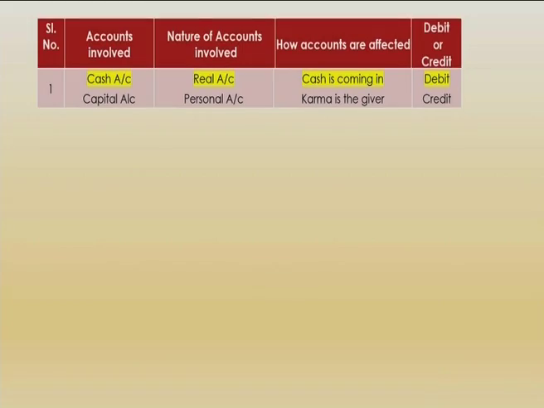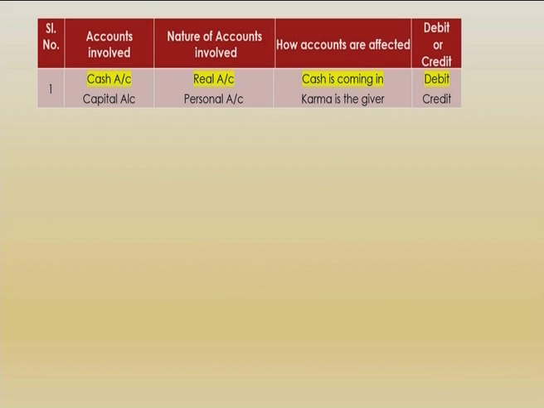Number one, Mr. Tashi invested capital. So the transaction here involves cash and capital, and then this cash and capital has to be categorized according to the three golden rules, whether it is real, nominal, or a personal account. So first, cash is a real account. Therefore, in a real account, debit what comes in, credit what goes out. Cash is coming into the business, therefore it is debited.